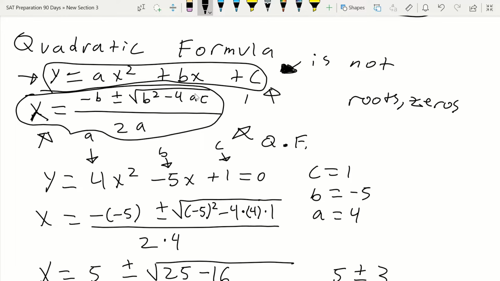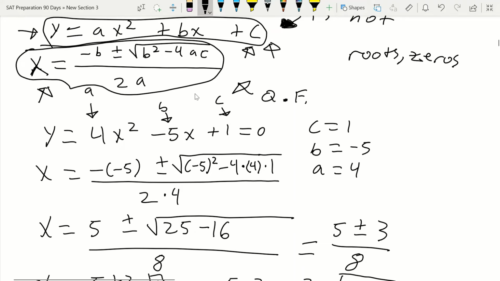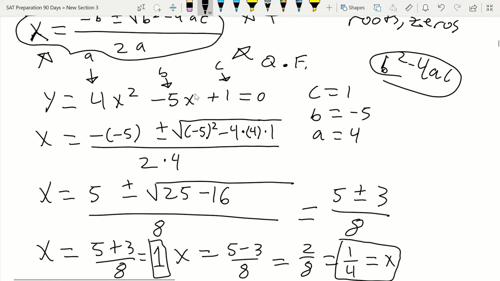If you're asked what a zero is, then you're going to want to use either the quadratic formula or factoring. We'll do more factoring when we get into practice problems because it's a lot easier to see that way. So those can be called your roots or your zeros. That equation is x equals negative b plus or minus the square root of b squared minus 4ac, all over 2a. And we're going to get into a little trick with that b squared minus 4ac later on. That's another rule or trick we can use, so just keep that in mind.